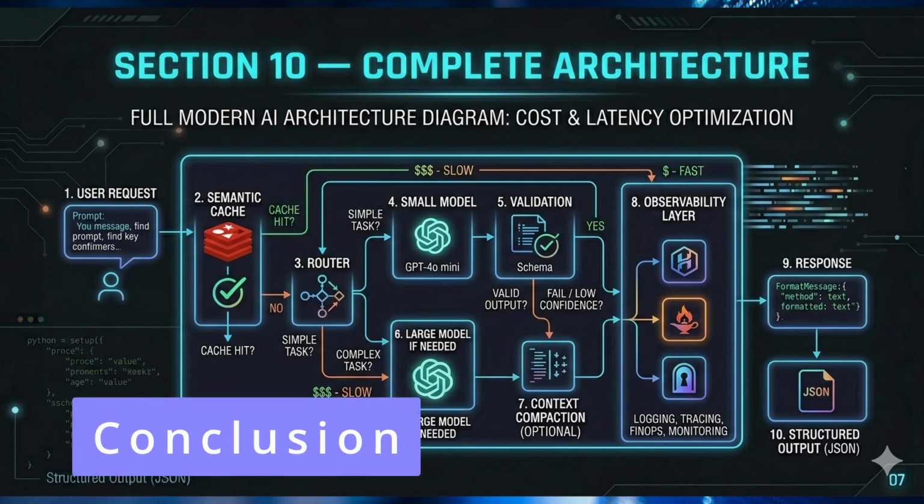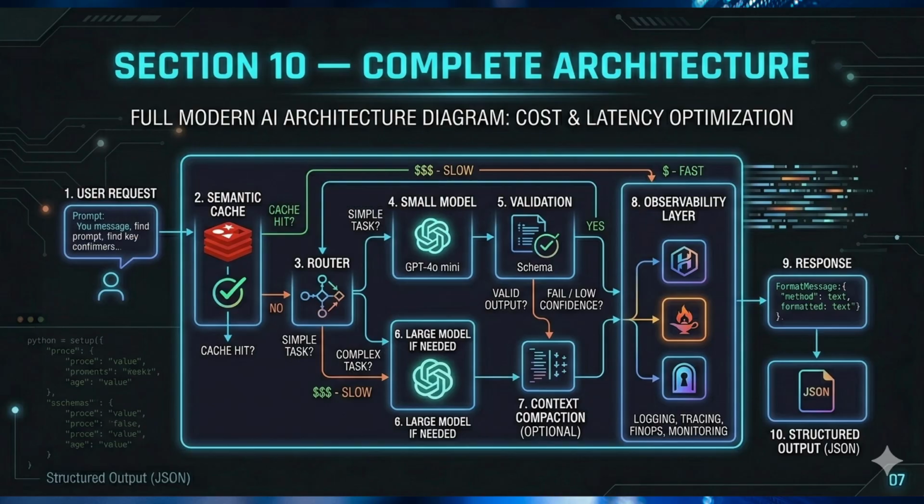Now, let's combine everything into a modern production grade AI architecture. A user request first checks the semantic cache. If there is a cache hit, the response returns instantly. If not, the request enters the routing layer. Simple tasks go to small models, complex tasks enter the cascading pipeline. Static prompts use prompt caching, conversation history gets summarized continuously, background jobs use batch APIs, and the entire system is monitored through observability tools. This layered architecture dramatically reduces cost while maintaining quality. This is how modern AI products scale efficiently.